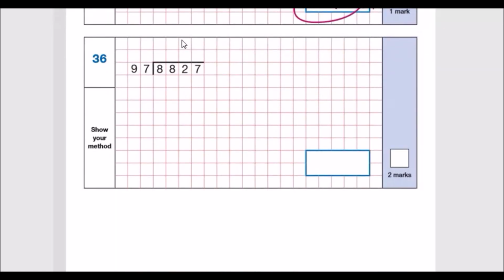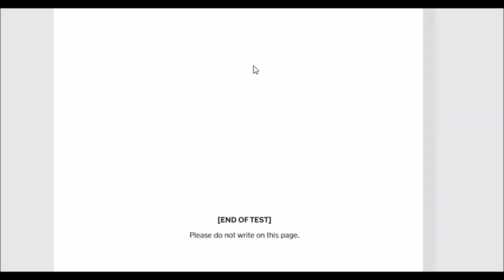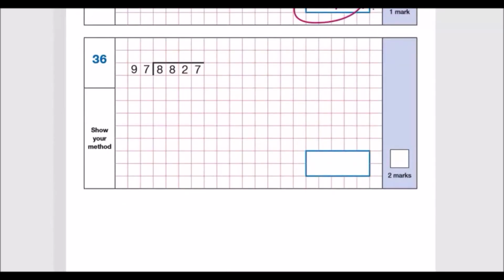Number 36. So let's wrap this up quick time, yeah. So 97 into this. You can put your 97 times tables. The way I look at it, you're just adding 100 minus 3. So add another 100 minus 3, so you get 197 minus 3 is 194. Add another 100, minus 3, that becomes 291.